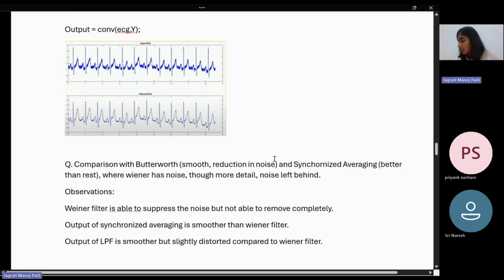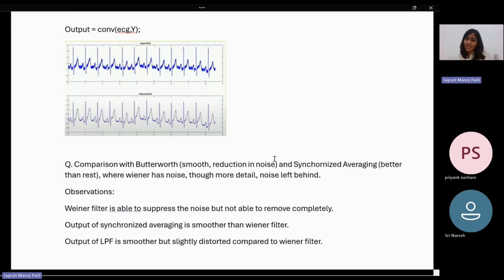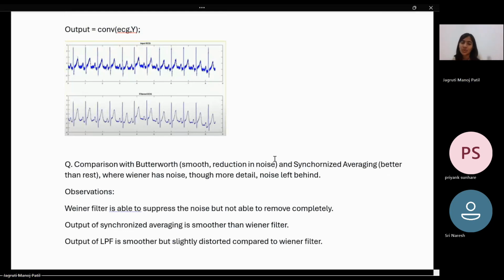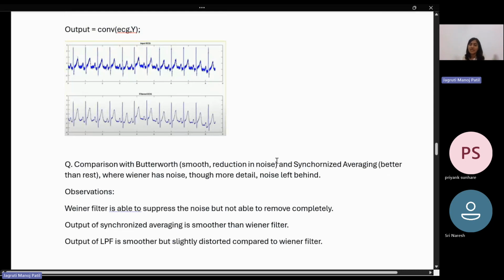So we see that it's better than the rest. It eliminates all the noise, but the high frequency nature, its biomarkers or its signatures, are also lost there. So everything has its pros and cons. If you compare Butterworth versus Wiener, it has these points, and synchronized averaging versus Wiener, it also has these points. So what did we observe? The Wiener filter is able to suppress the noise, but it's not completely able to remove it. The output of the synchronized averaging is smoother than the Wiener filter. The output of the low pass filter is smoother but slightly distorted compared to the Wiener filter.